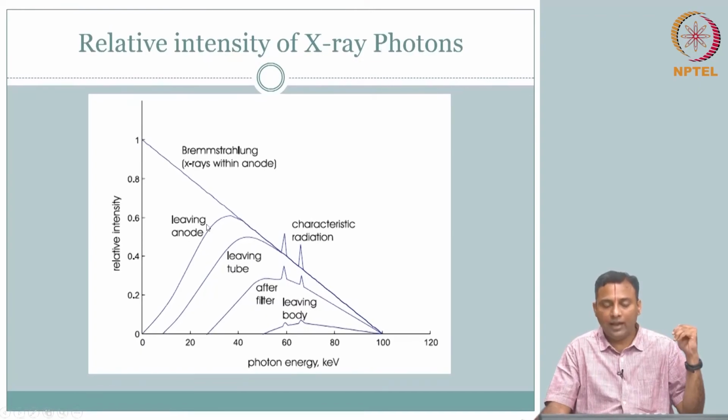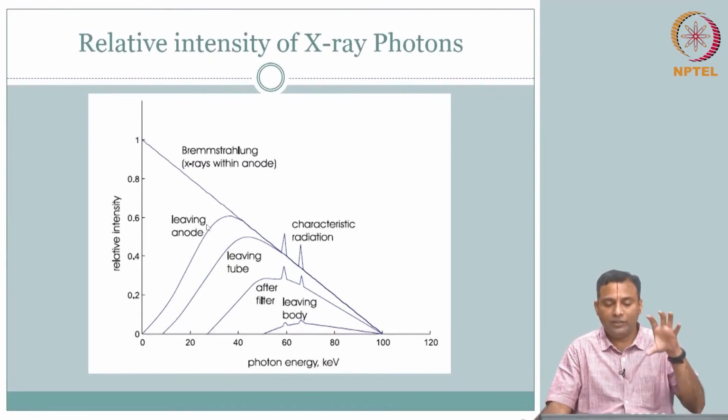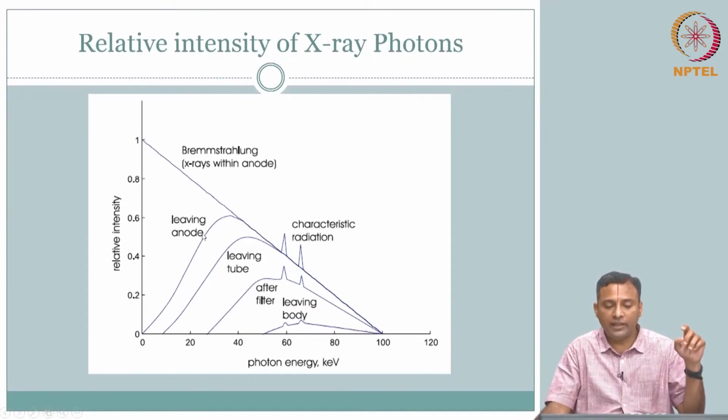But then after the anode we talked about internal filtering, right. So, you have the X-ray tube. This is the one that is leaving the tube. So, this already has lower energies filtered due to the intrinsic factors, right. So, this is the shape of the energy spectrum that is coming out.